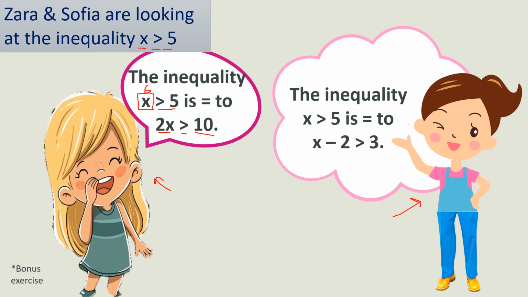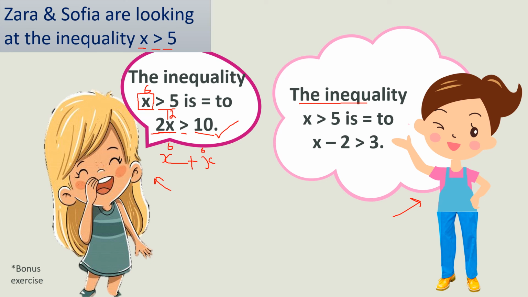So 6 is greater than 5 is equals to 2x, it means that x plus x. So we are going to substitute x as 6. So 6 plus 6 is 12. So 2x means 12 is greater than 10. So yes, it is correct.